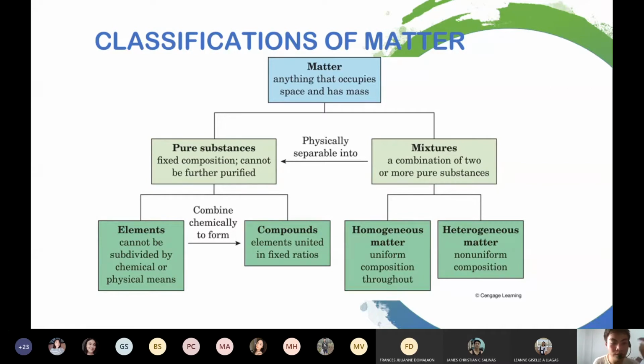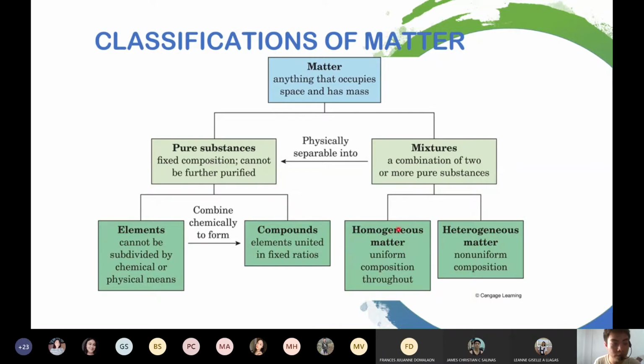Okay. So, in summary, we can classify matter as pure substances, that means the same elements, the same compounds. And mixture, this is the combination of your substances depending on how much ratio gusto mo, okay lang. And we can classify mixtures based on their appearance. So we can have homogeneous and heterogeneous.